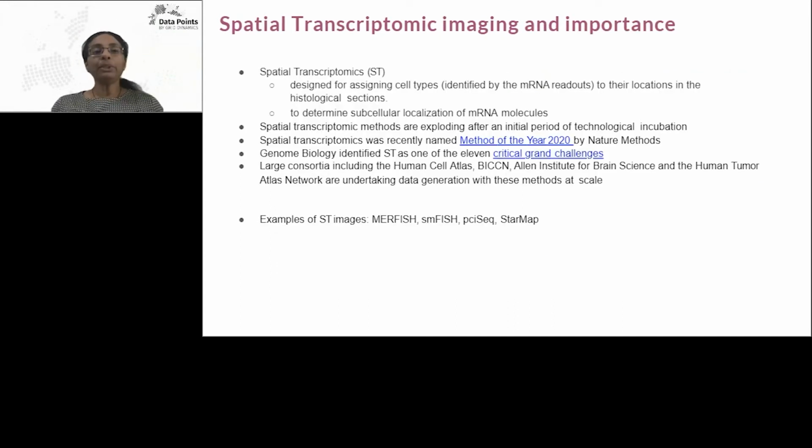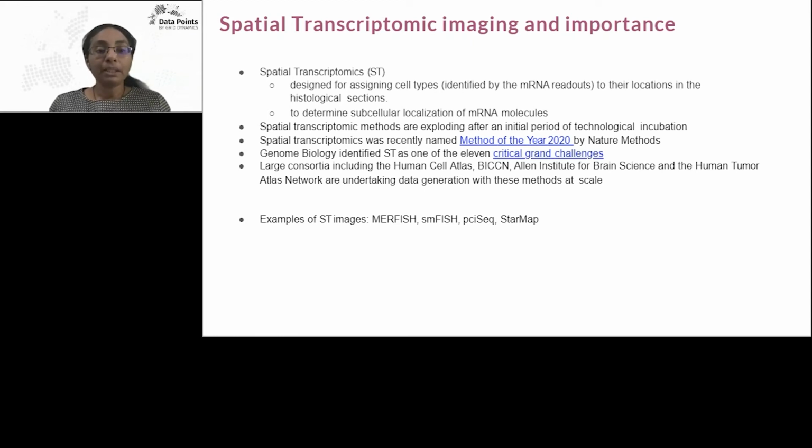Now, why is spatial transcriptomic imaging so important? Again, like I said, this is used to assign different cell types because now you also have the mRNA locations, which is a piece of information that you lose in single-cell RNA-seq data. And now you're also able to know where exactly those mRNA molecules are. This was recently named the Method of the Year 2020 by Nature Methods and was also identified as one of the 11 critical grand challenges by Genome Biology.